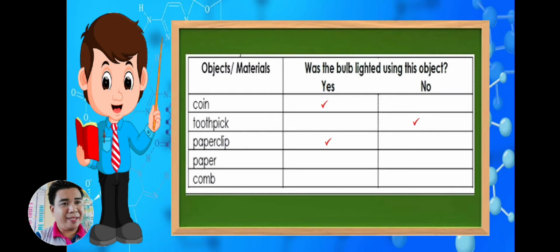How about paper? Was the bulb lit using paper? What is your answer? Is it yes or no? No! You got it. And finally, our last material is the comb. Was the bulb lit using this object? Our answer is no. Who got the perfect score? Congratulations!